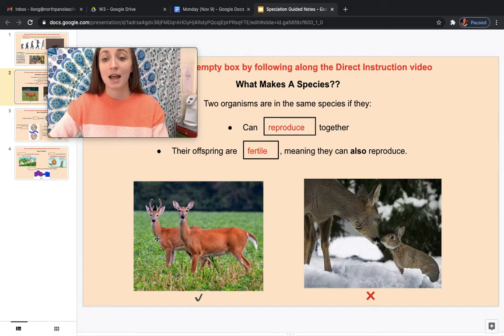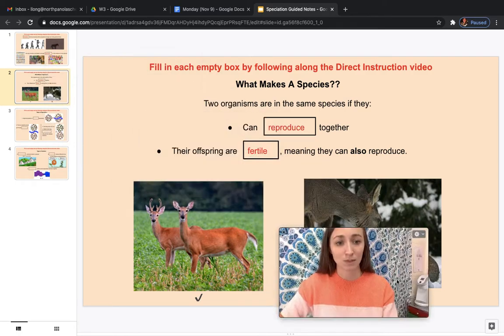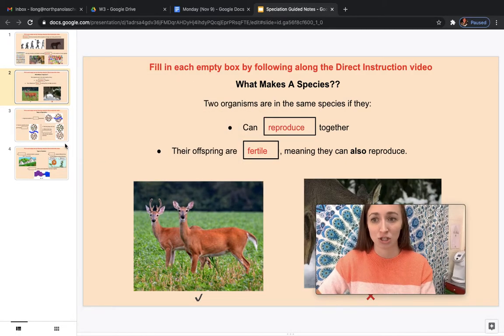So let's say these two deer have an offspring, two other deer also have an offspring. If their offspring can then reproduce together, they are in the same species. We'll get a little bit of practice with that because that part can be a little tricky. But that's what it takes to be in the same species.